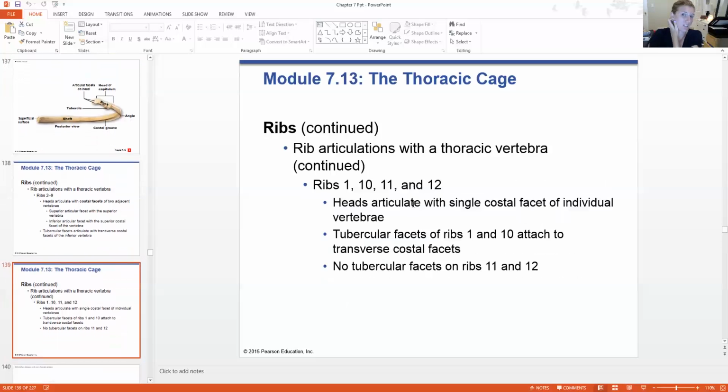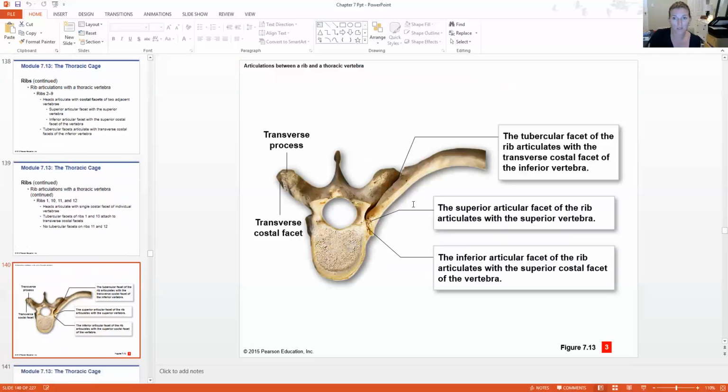The rib articulations with the thoracic vertebrae: for ribs 1, 10, 11, and 12, their head articulates with just a single facet, and then the tubercle facets of ribs 1 and 10 attach to the transverse costal facets. There's no tubercular facets for ribs 11 and 12 because they're floating. There you can see how they attach.